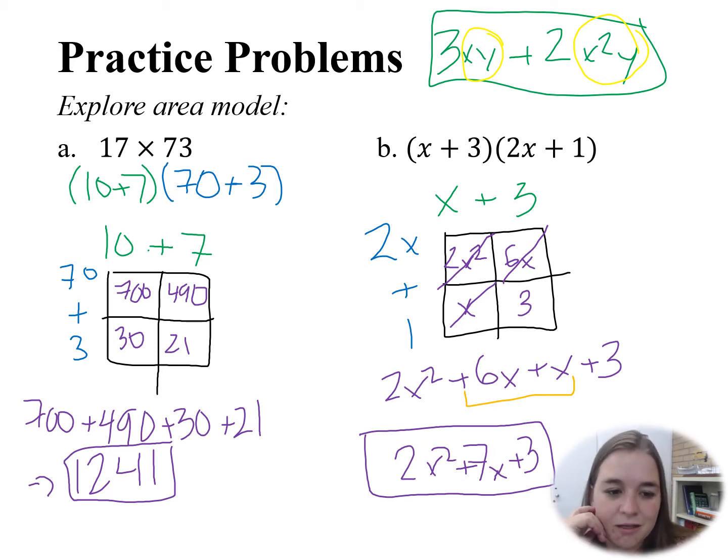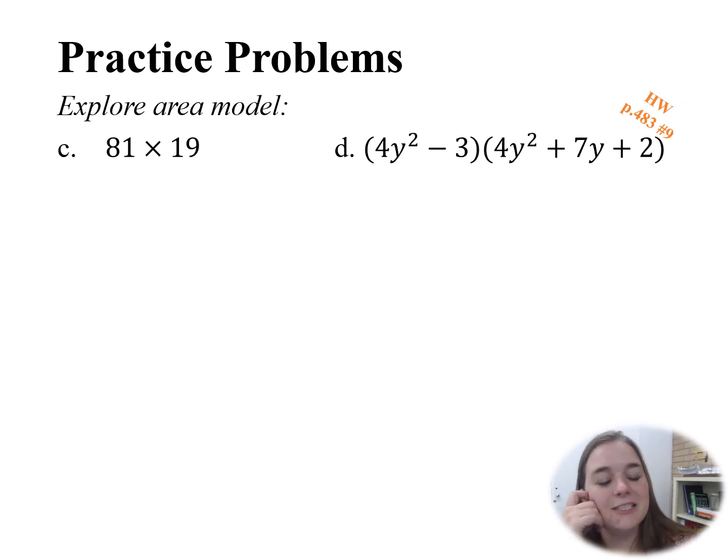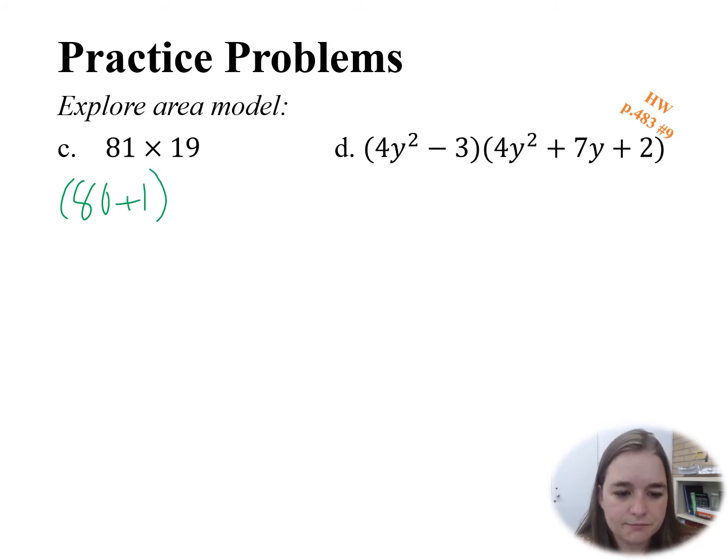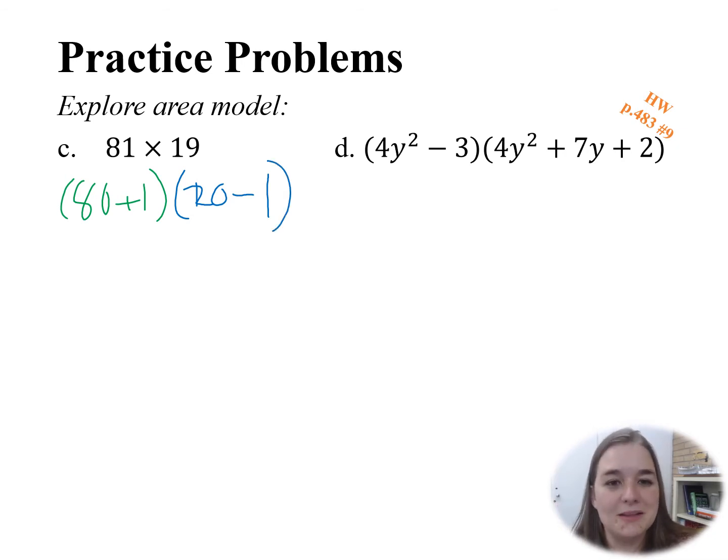So with that little side note, the area model works when I have addition. If I have the addition of constants or if I have the addition of my expressions here. Does it work with subtraction? Yes, it does, but let's figure out how. So again, we're going to go back to our elementary skills here, and we're going to think about 81 times 19. So 81, I'm going to decompose into 80 plus 1. But 19, I could decompose it into 10 plus 9, but I could also represent this as 20 minus 1.